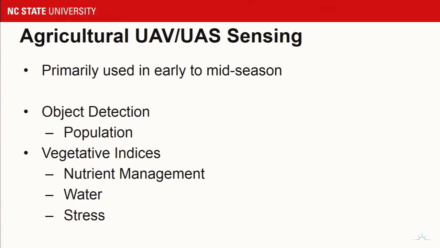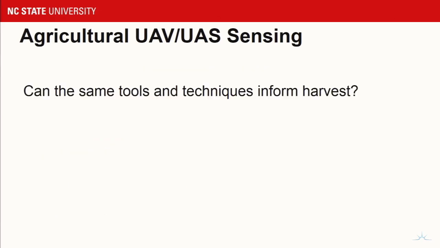Why there? I think mainly because they're the most inherently actionable. They're the places where people can respond to it. They're also places where inputs and solutions can be sold to end users, right? So that's why we wind up with a lot of work being around that space. So the question I have is, can we use these same tools and techniques that we use through the mid-season to inform harvest decisions? And what does that really look like?